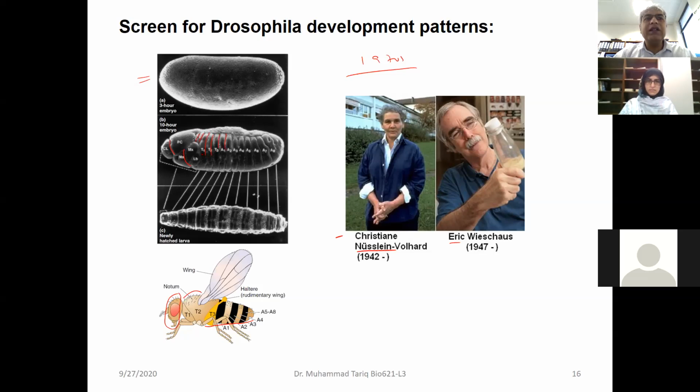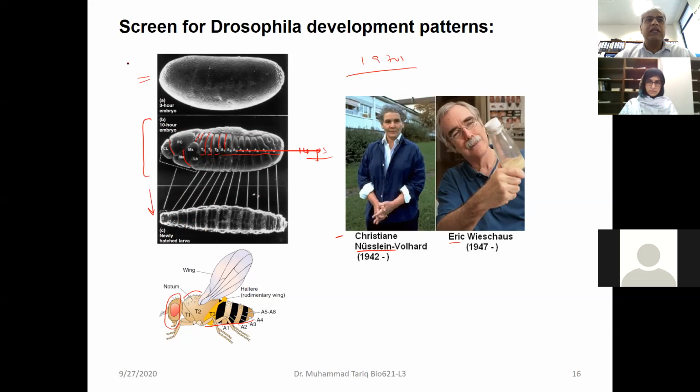And if you pay attention here, it is written T1, T2, T3, and then there are A1 to A8. So in total, there are 14 parasegments. So at this early stage, the fly body is divided into, or these segments are called, parasegments. This division of the body is maintained. These segments are retained in the next stage, which is the larva.